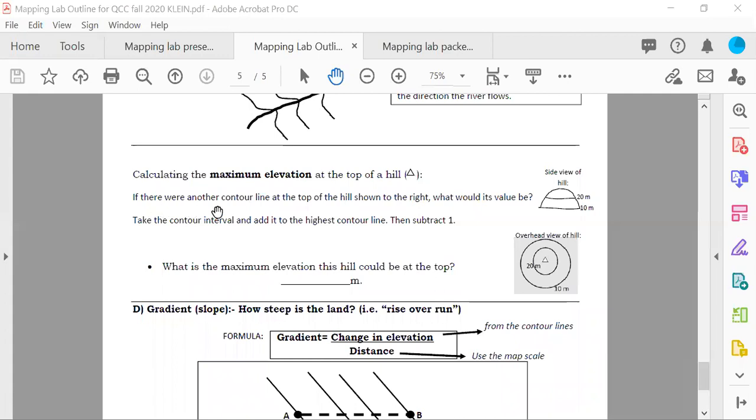So if there were one more contour line at the top of the hill, it would be 30, because here's 10, here's 20. If there were one more contour line, it would be 30. But there is no 30 line, so you just subtract 1. So what would the maximum elevation of this hill be? Write it in the chat box.